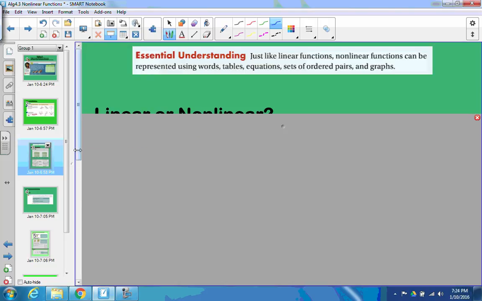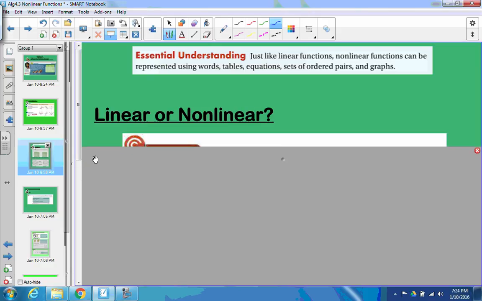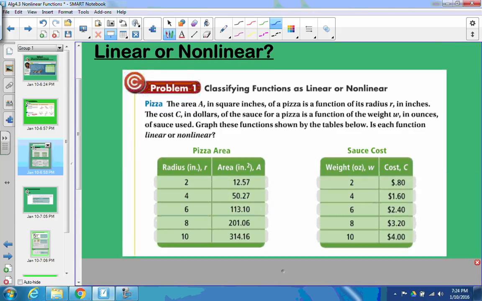So first of all, determining if it's linear or nonlinear is the first part that we want to look at. All right, so this is our first thing. It says the area, A, in square inches of a pizza is a function of its radius. So what it means by that is based on the radius of a pizza. So if you have your pizza, I know you don't usually have a blue pizza, pepperoni's on there, sausage. The radius is always any line from the outside of the circle to the middle of a circle. And it's saying here the area is based off of whatever the size of the radius is. The cost in dollars of the sauce for pizza is a function of the weight. So depending on the weight, that determines the cost of the sauce.